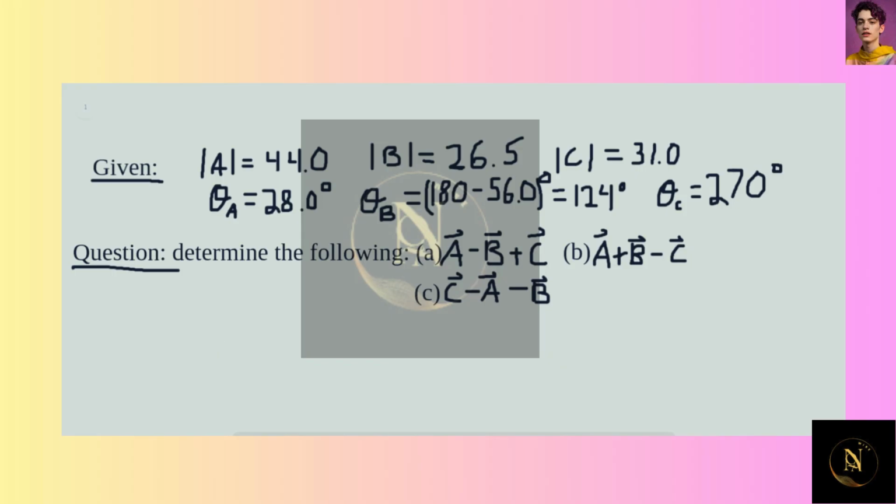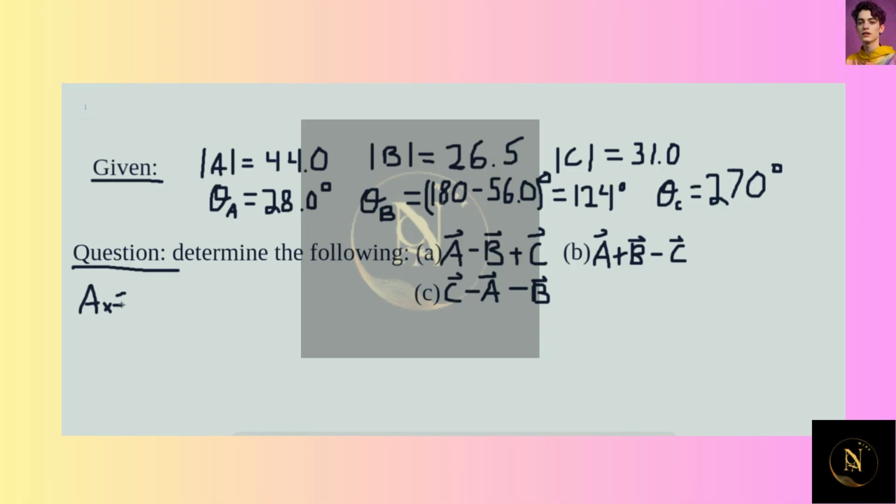And then theta C is 270 degrees, because the angle of C is along the minus y-axis, okay? So the question is, determine the following. I wrote out what A, B, and C are. In order to do this, we need to determine A, which is made of A of x plus A of y, B, which is made of B of x plus B of y, and C, which is made of C of x plus C of y. So we need A of x, A of y, B of x, B of y, C of x, C of y.